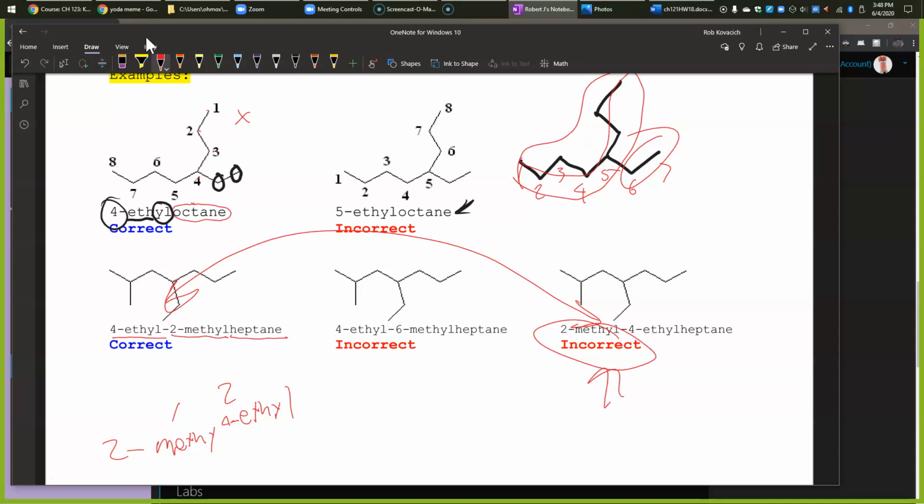I'm going to draw the same molecule. What's wrong with this one? They just counted from the wrong side, correct? Yeah. Is this a big deal? No. Why? Because I'm going to draw the same one. So not a huge deal, but again, not exactly correct.